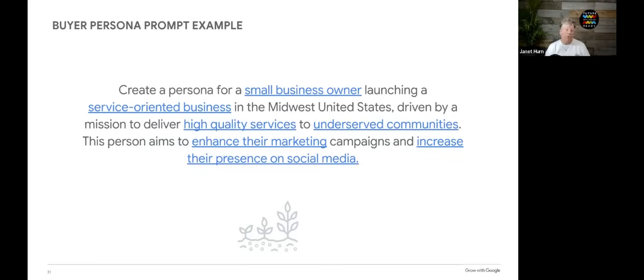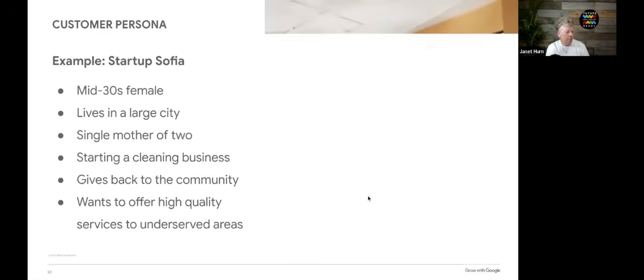Driven by a mission to deliver high quality services. You also put a geography here. Where is your persona going to reside, or where do they live? And they're going to deliver high quality service to underserved communities. So this is the person that I want to target with my messaging and marketing. This person aims to enhance their marketing campaigns and increase their presence on social media. So this is the exact prompt that I put into Bard, and this is what we got out.